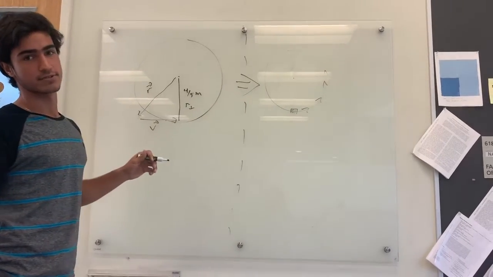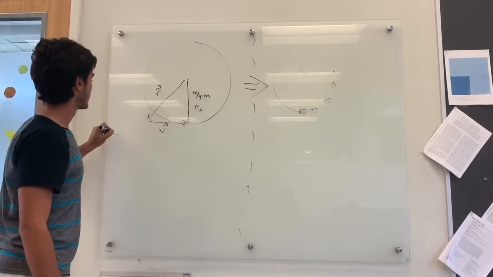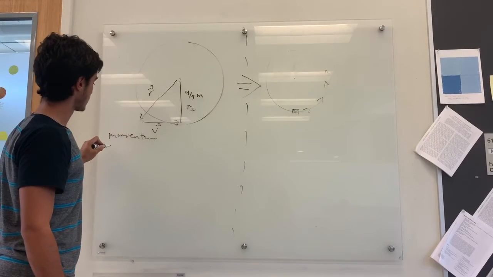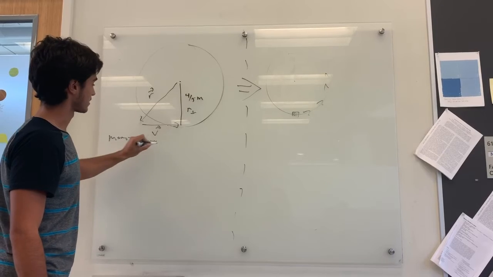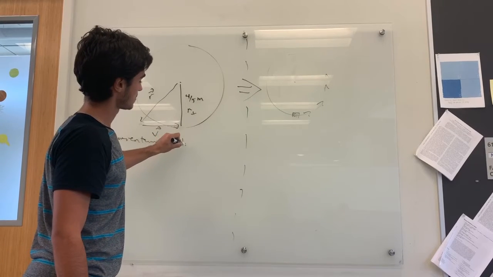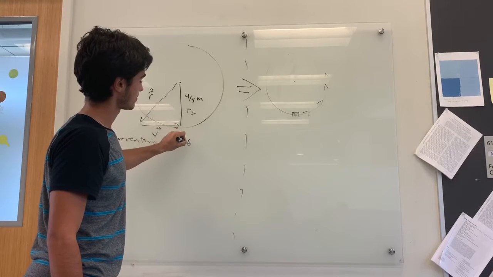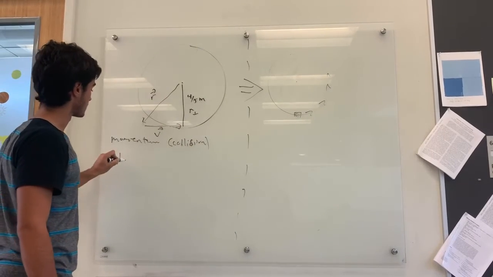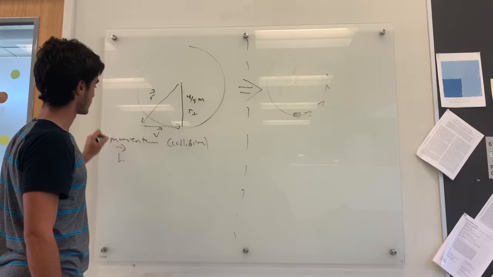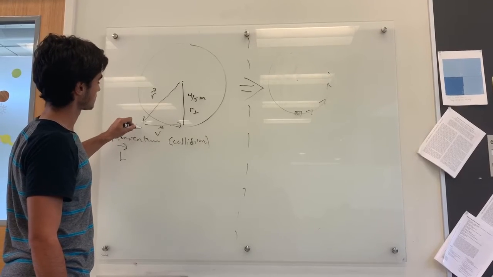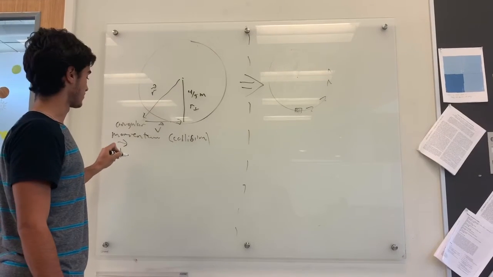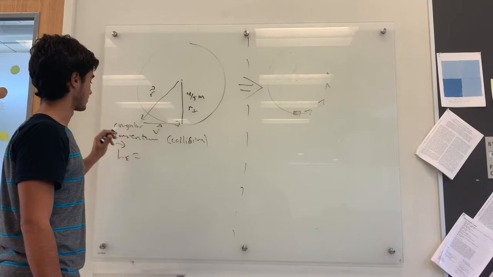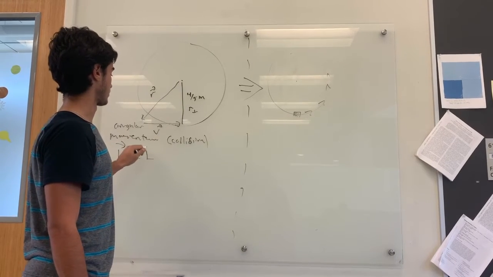So what we have to do is use conservation of angular momentum because we know that it's a collision between two bodies with no outside torques. So we know the initial angular momentum of Evan is equivalent to the final angular momentum of the system.